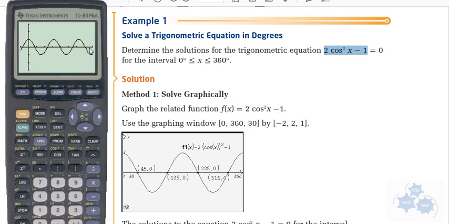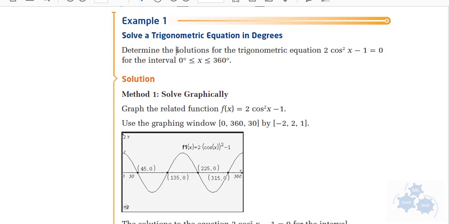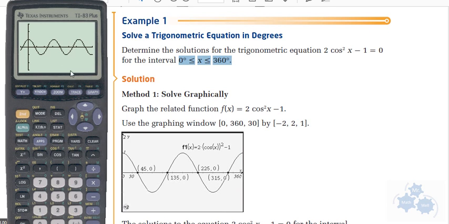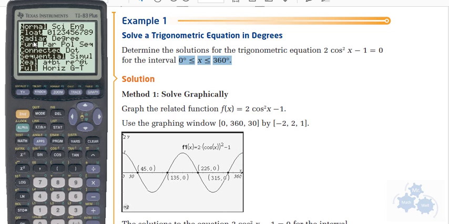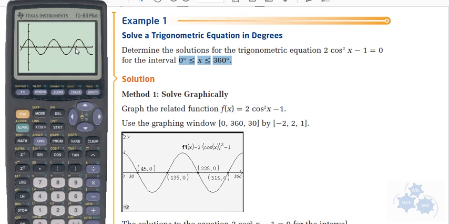Okay, so I adjusted the window settings a little bit with you here, and we want to see at least a couple periods. I think I went from -1 to 7 up here, and then from -3 to +3 there. So we kind of have the graph here. We're looking for solutions in the interval of 0 to 360. Now, the calculator is in radians, so that's fine. 360 we have to understand is about 6.28 radians, right?